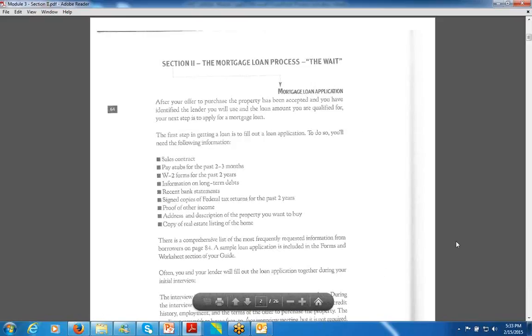Mortgage loan process, the wait. And it does seem like a wait sometimes. Some lenders get things done faster than others, but one thing I'll tell you, the more complete your information, the better the likelihood of things going quickly.